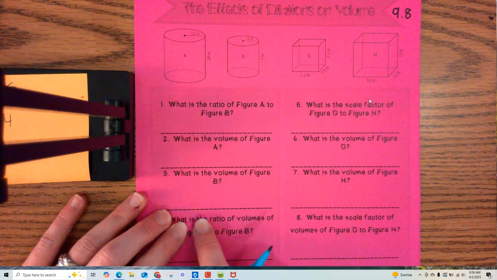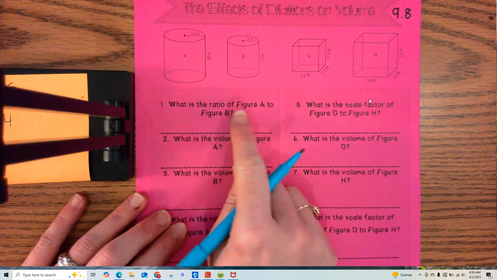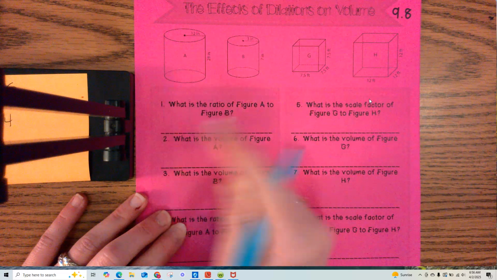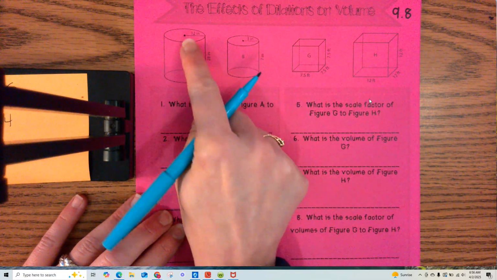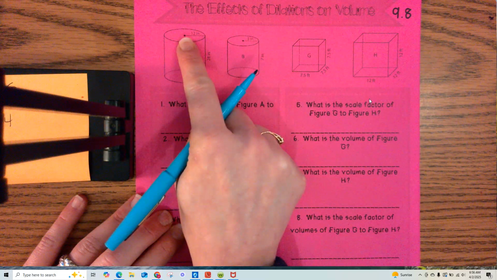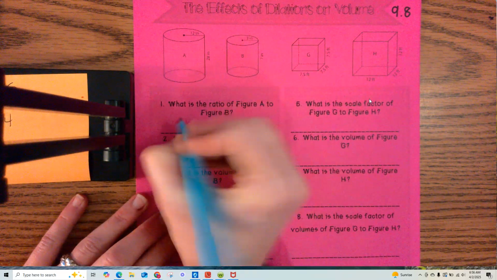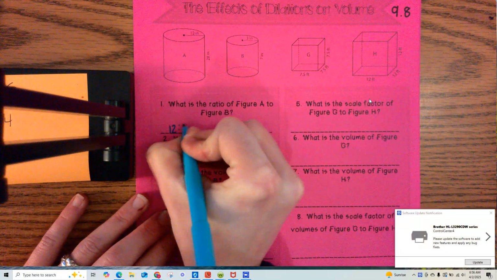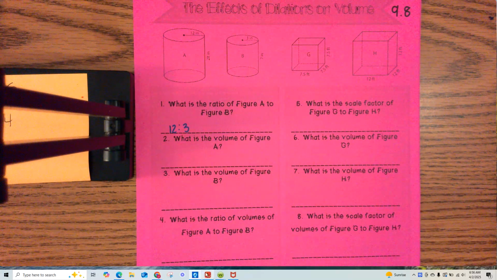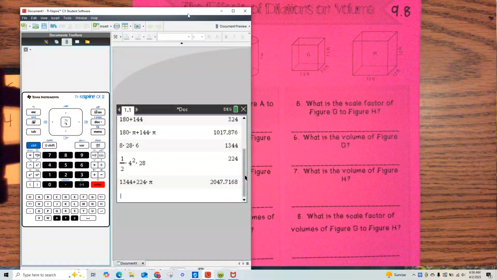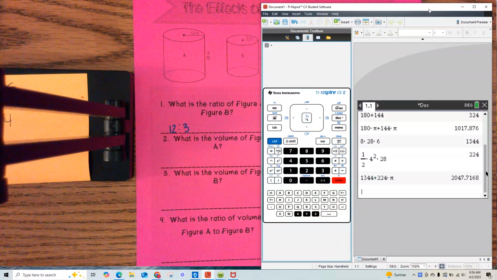So on this column it says, what is the ratio of figure A to figure B? So we can compare those. Figure A to figure B. You pick the same measurement. So let's pick the radius. A to B would be 12 to 3. And to write that like a ratio, I write it like this. I could also write it like a fraction. So if I write it like a fraction, it would be 12 over 3.